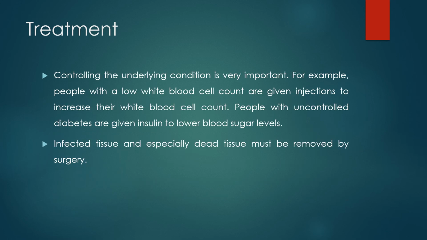Controlling the underlying condition is very important. For example, people with a low white blood cell count are given injections to increase their white blood cell count. People with uncontrolled diabetes are given insulin to lower blood sugar levels. Infected tissue, and especially dead tissue, must be removed by surgery.